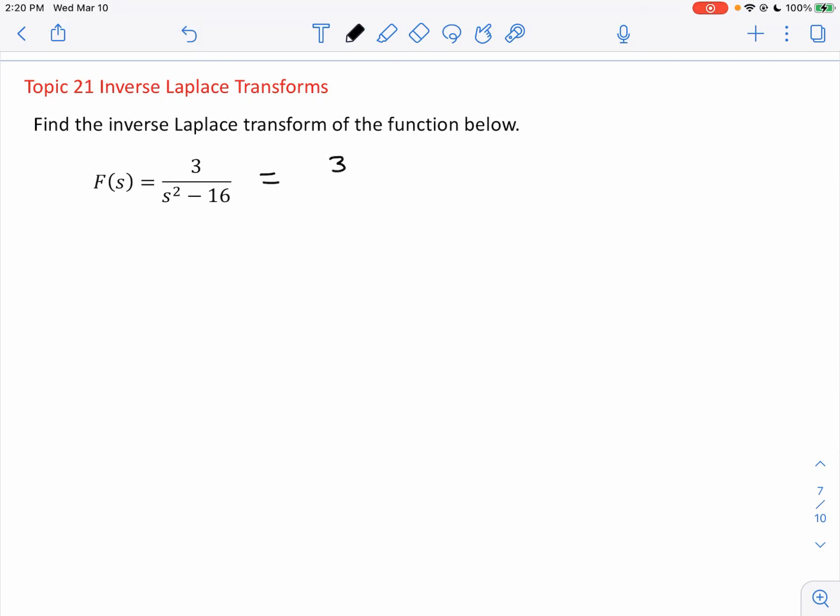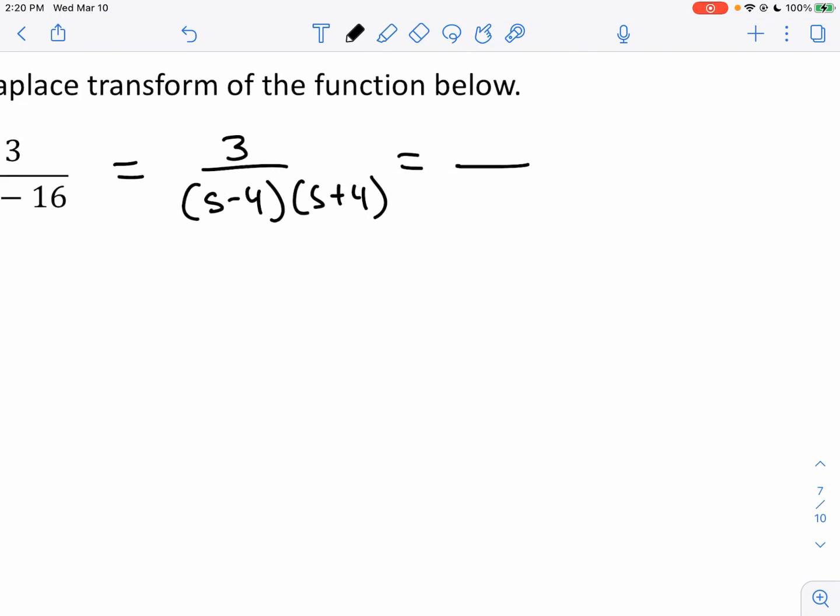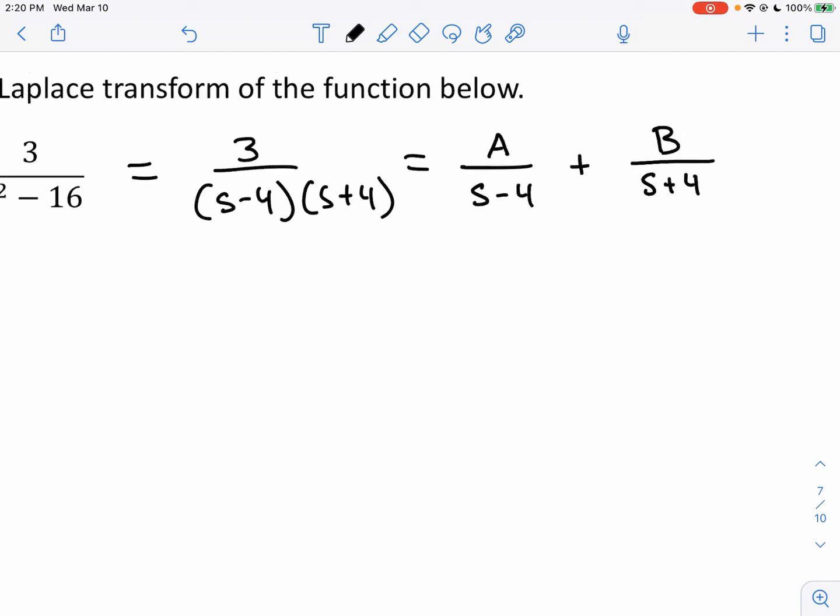So this will decompose. We have 3 over, this is s minus 4 times s plus 4. And we're going to set up a decomposition here. The number of fractions will equal the number of factors. We have s minus 4 and s plus 4 as the two factors, so hence the two denominators. And then above them, they're both linear, so above them go constants, so just A and B, and we have to find A and B.